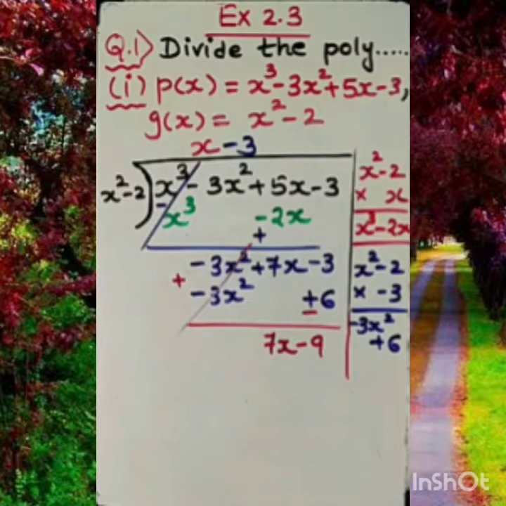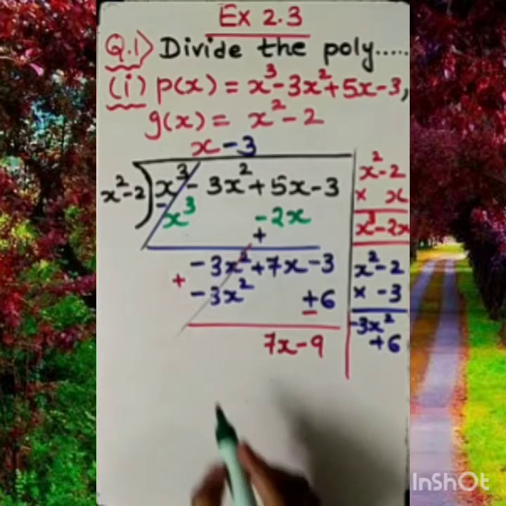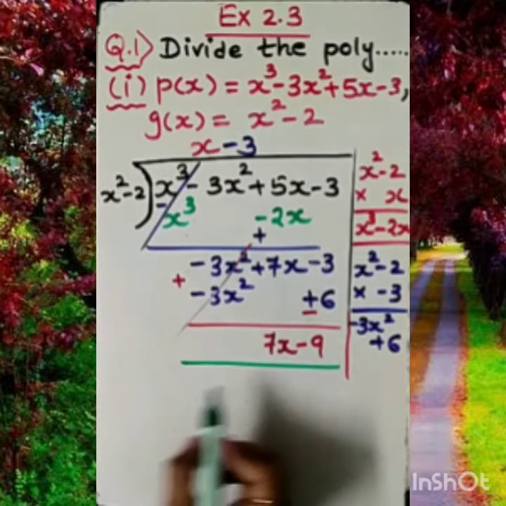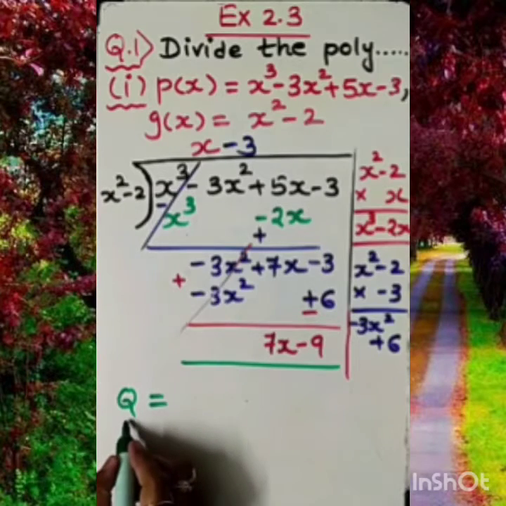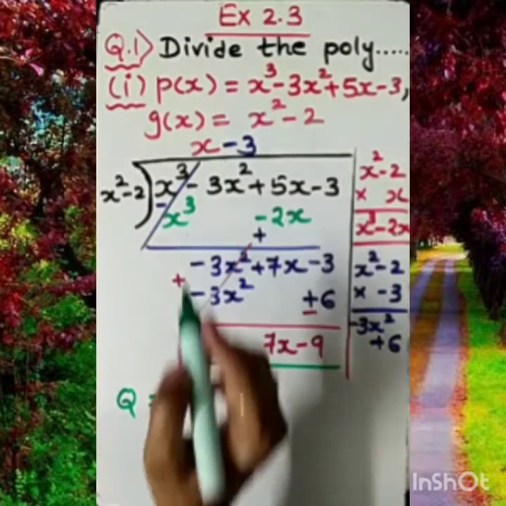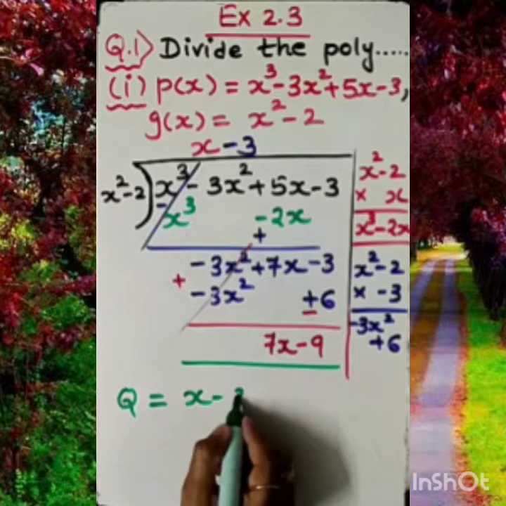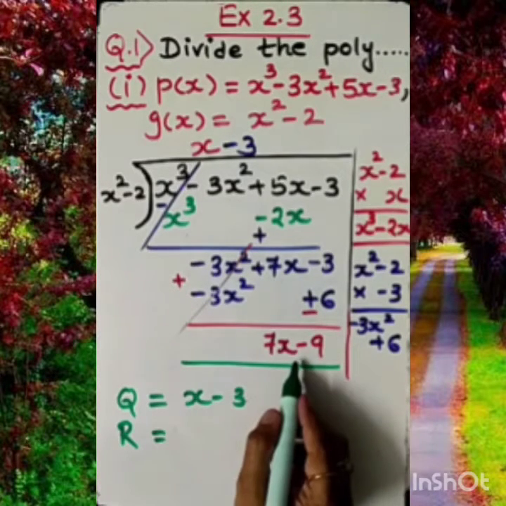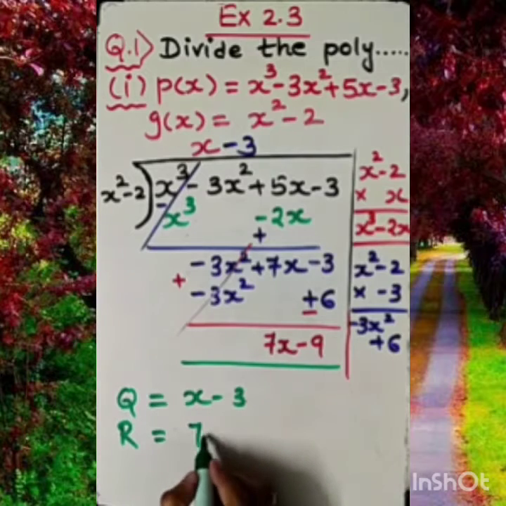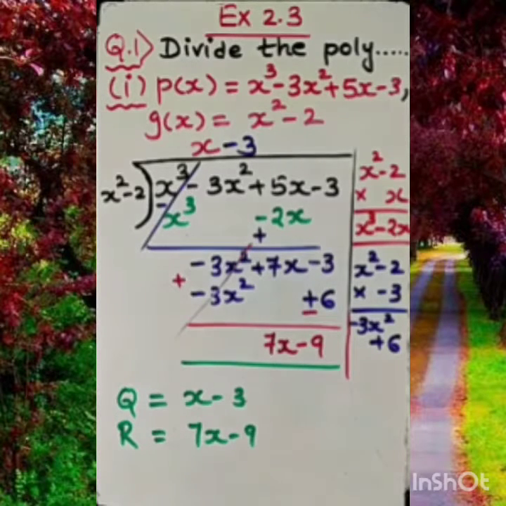So dear student, we can say that this will become the remainder. So according to this, in short I am writing: the quotient Q is x minus 3, and I am mentioning R for remainder. What is the remainder coming to us? 7x minus 9, which is quite easy. This is the simplification of the first.